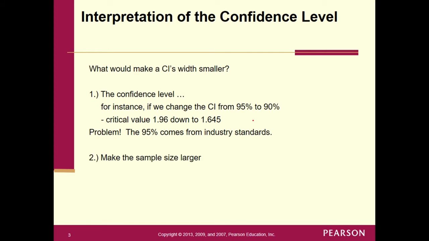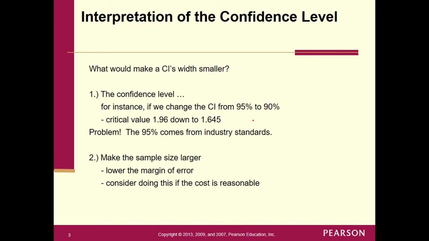The second way is to make the sample size larger. All right. Now think about what's going to happen here. The sample size is in the standard error, and it's in the denominator. So as the sample size goes up, the standard error will actually go down. And if that's going down, that will make the width of the confidence interval go down. Why? Because the margin of error is also going to lower in that situation. This is a much better idea than the first one.